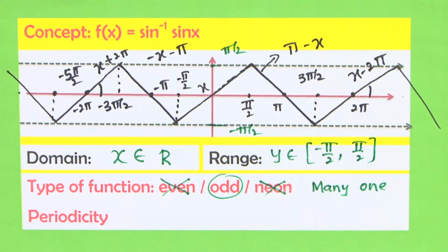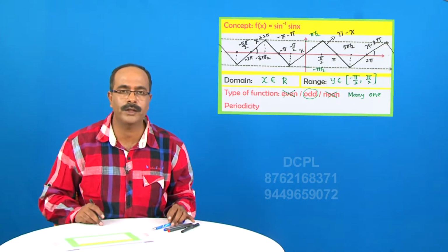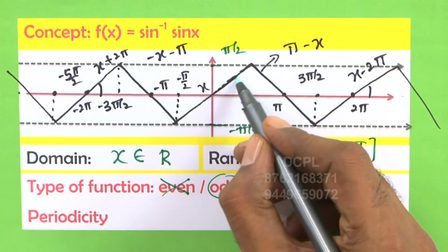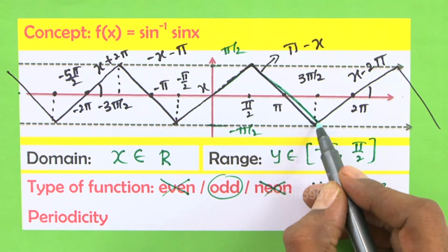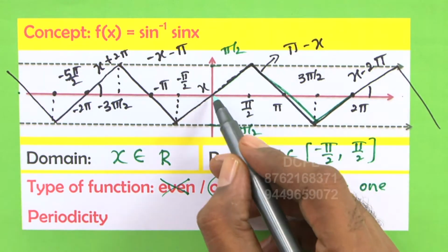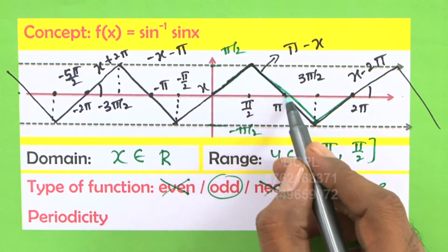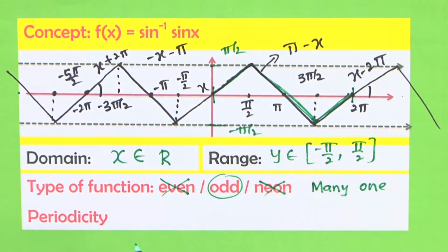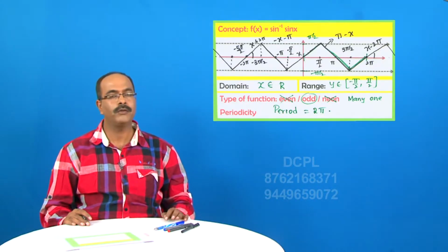Is it periodic? Of course, it is evident from the graph. It should be a periodic function. See, dear students, one complete cycle is here, right? Start from this. This is one complete cycle. The period is clearly equal to 2 pi. So, sine inverse of sine x period is no doubt equal to 2 pi.